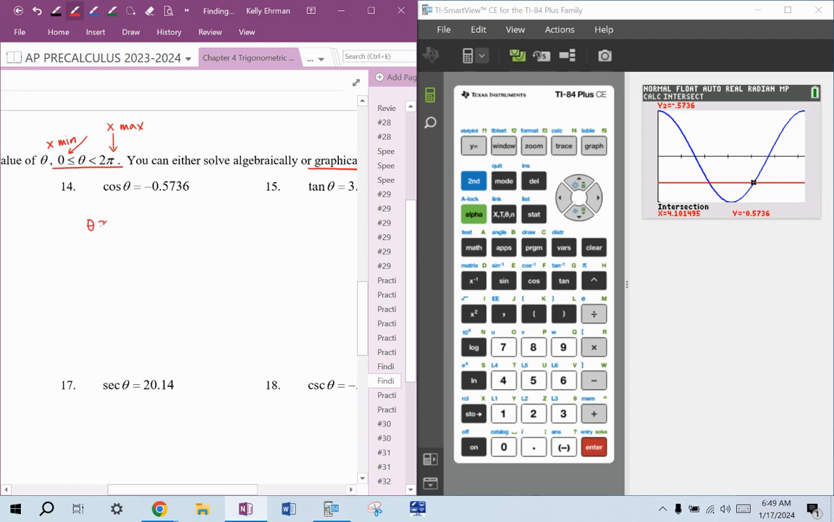Again, it found the one on the right first. The order doesn't really matter. Theta is 4.101 radians. And the other answer, you've just got to get your cursor closer to the point of intersection that you haven't found yet. 2.182.